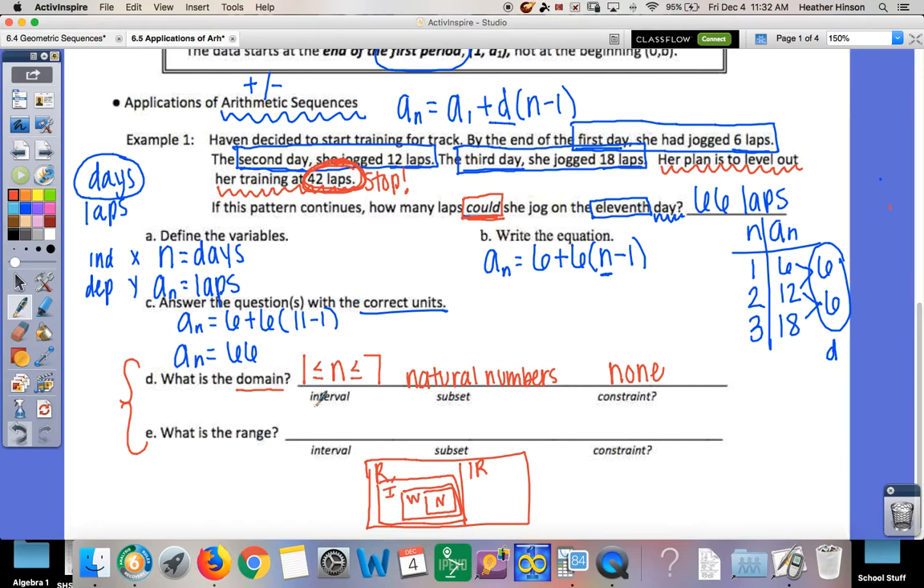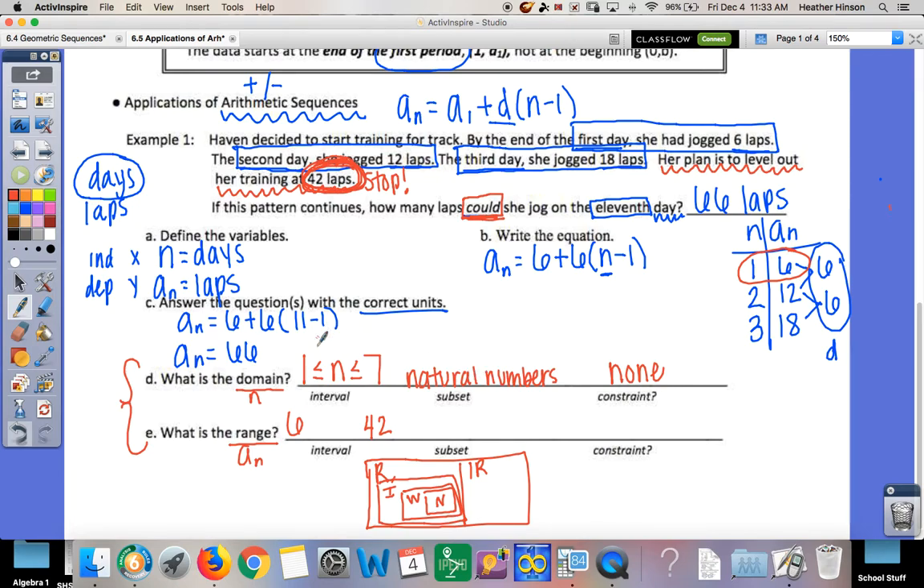So what's the range? Range is going to be y, or in this problem, a sub n. So what's her lowest amount of laps? Well, at 1, she started at 6. So that's her lowest. What's her highest amount of laps? Remember, she wanted to stop at 42. So she does not want to go above 42.